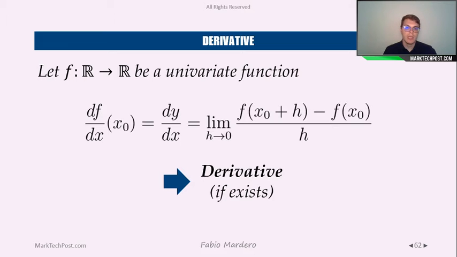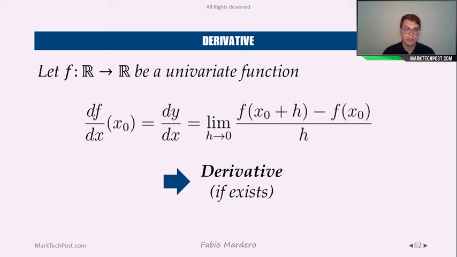Now we can take the limit of delta y over delta x and define the derivative, if it exists. It can be expressed in this way, or even with a prime on f. We will see in the following slides several ways to write a derivative, but this is just notation. Let's see how we can compute it.